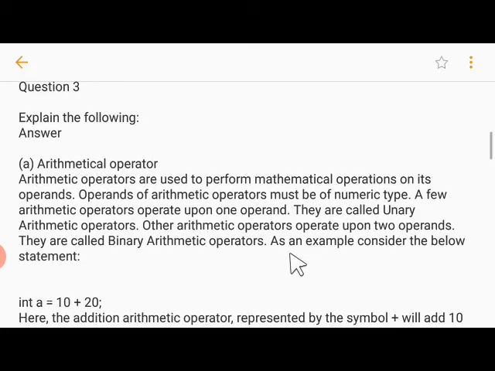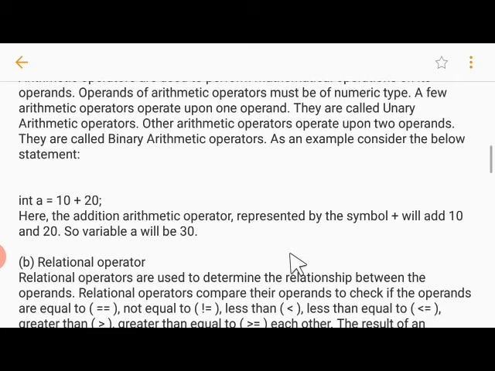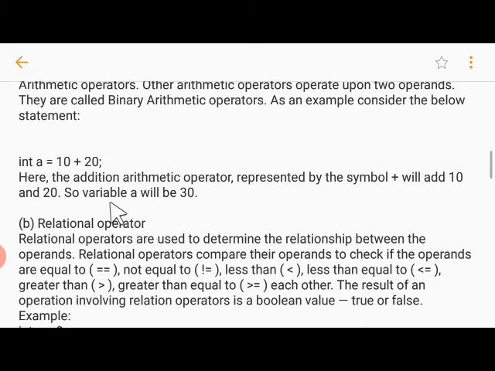Alright, now you can see the example here, int a equal to 10 plus 20. So here the addition arithmetic operator, represented by the symbol plus, will add 10 and 20, so the variable a will be 30. So when you observe this, you will find that plus is operating among two operands. So here plus is being used as the binary operator.